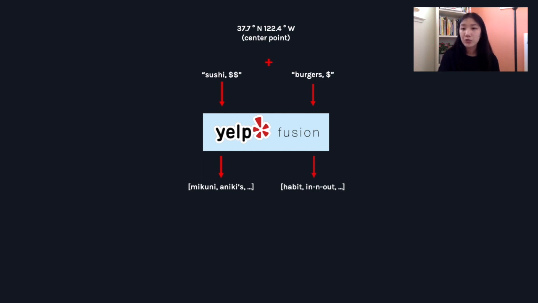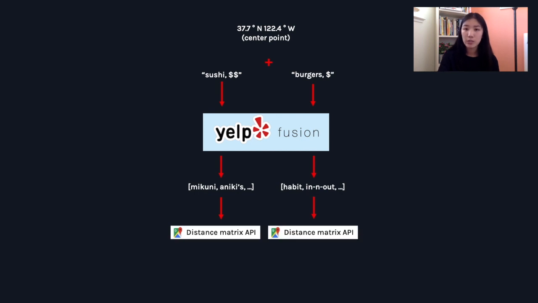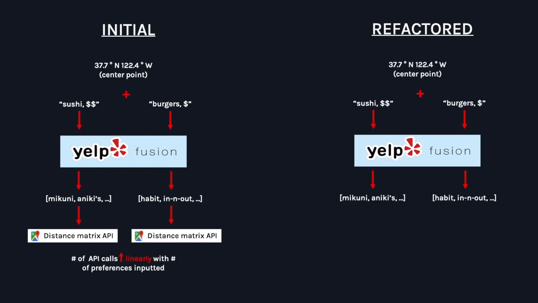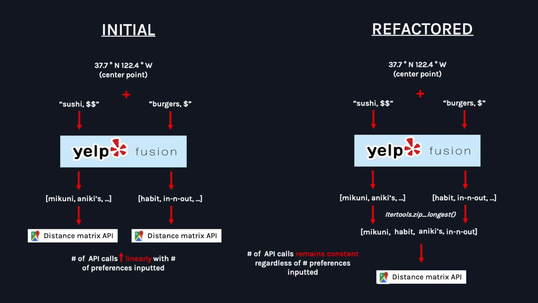To determine if restaurants fit within the distance range, I initially looped through each Yelp API response and made a request to the Distance Matrix API each time. To reduce cost and number of API calls made while keeping the best match restaurants at the front of the list, I use an itertools.zip_longest function to add the values of each list alternatively in sequence to create one list while keeping the best match restaurants at the front.